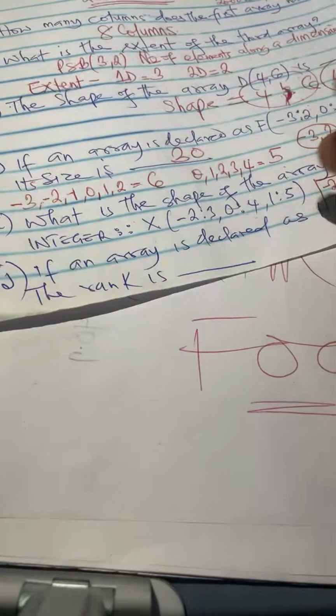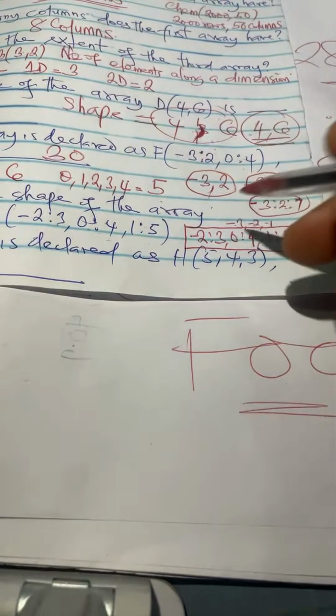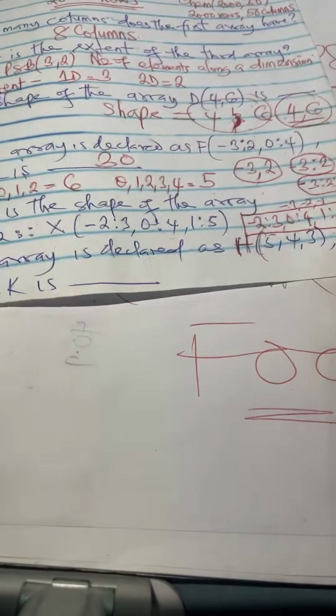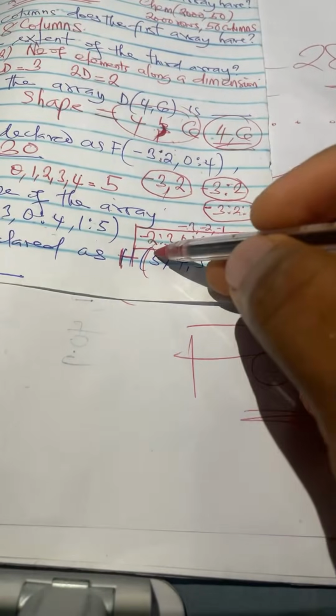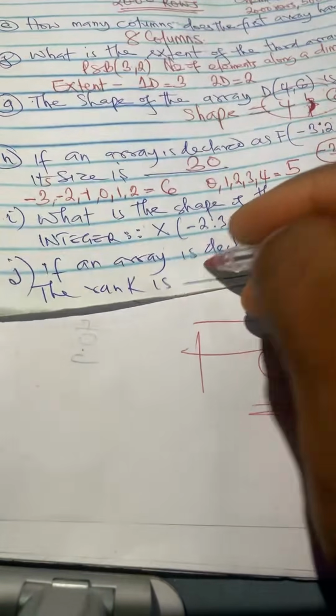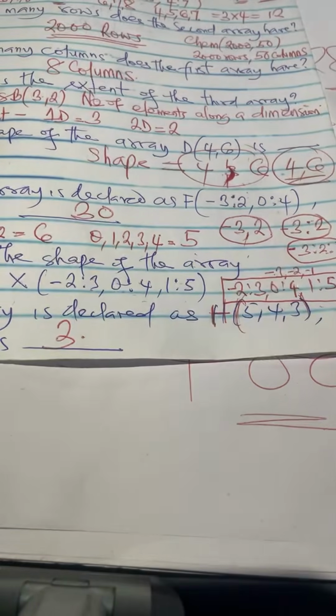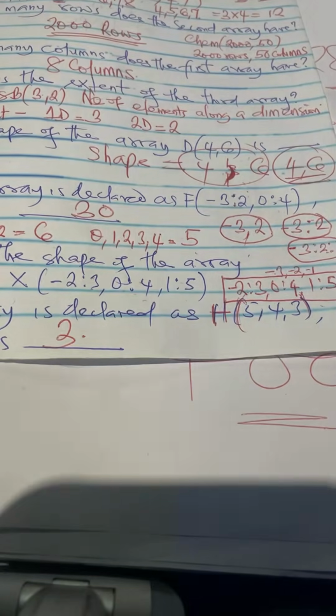Okay, now the last one. If an array is declared as h(5,4,3), the rank is dash. If you look at this, we have three dimensions inside, 1 2 3. So it means that the rank is 3, because it's a three-dimensional array. All right, so the rank is 3.